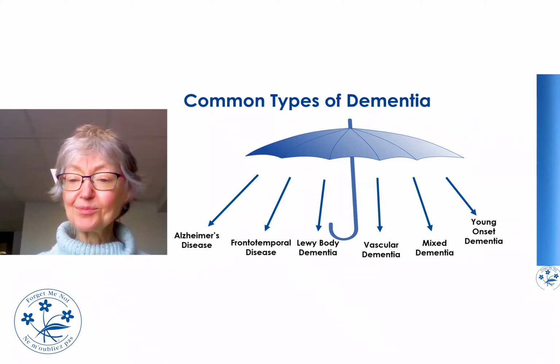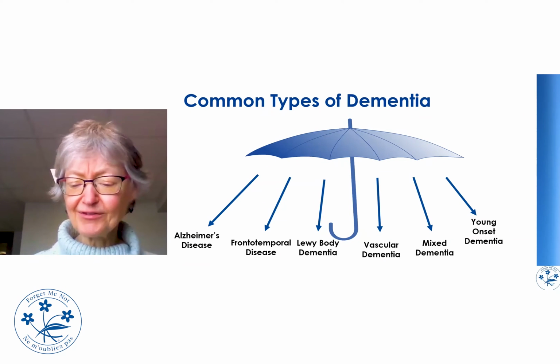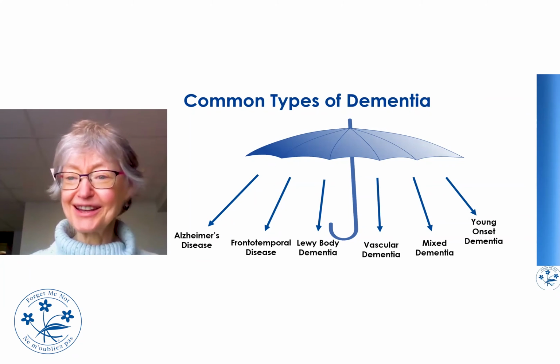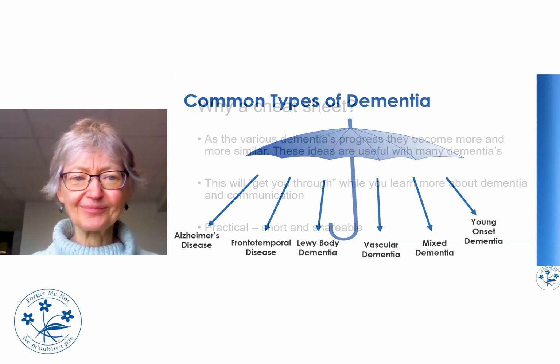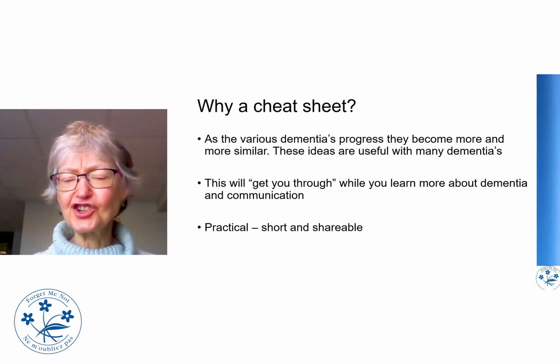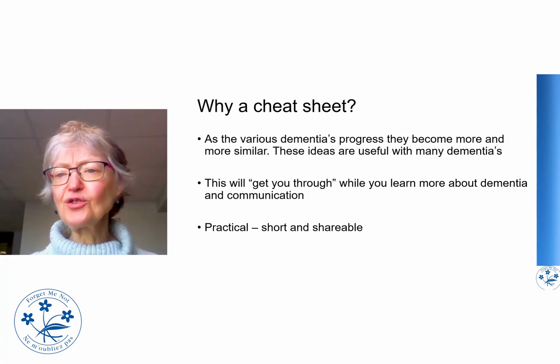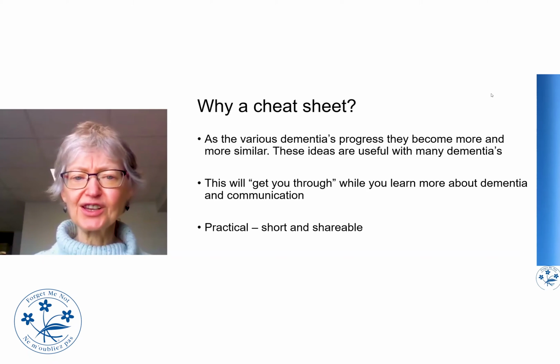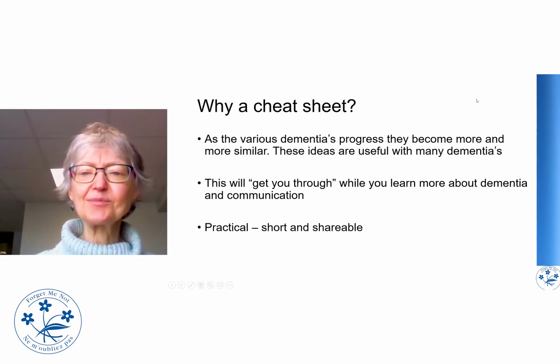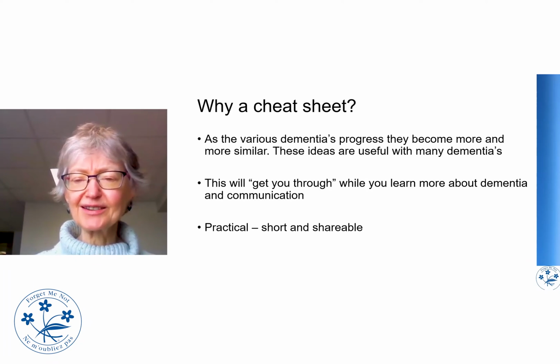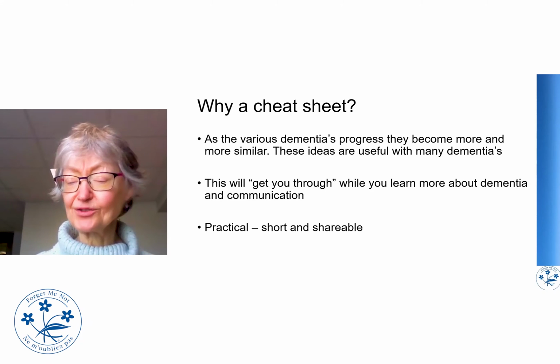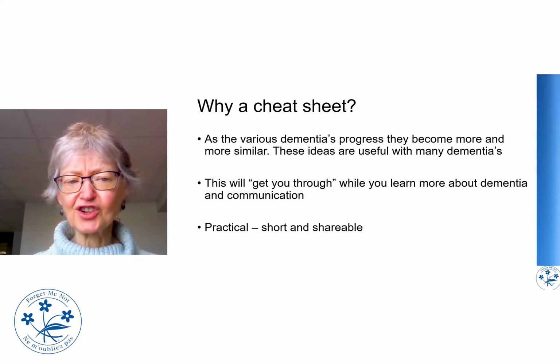No matter what type the person that you're here on behalf of has, you've come to the right place to get some information. So why a cheat sheet? Well, although the dementias look a little bit different at the beginning of the journey, as they progress, they become more and more similar. And as I just mentioned, these ideas are useful with many types of dementia.